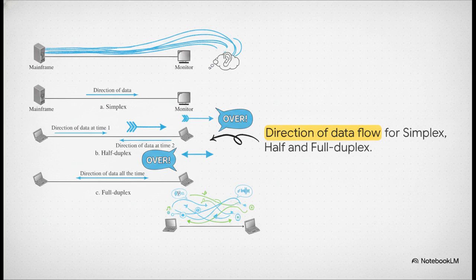To really lock this in, let's use some everyday analogies. For simplex, think of a mainframe computer sending data to a monitor. The monitor only ever receives data. It's never sending information back to the mainframe. For half-duplex, it's exactly like using a pair of walkie-talkies. You press the button, you say your piece, you say over, and then you wait for a response. The really great thing about this setup from an engineering standpoint is that the full channel capacity is entirely dedicated to whoever happens to be speaking at that exact moment.